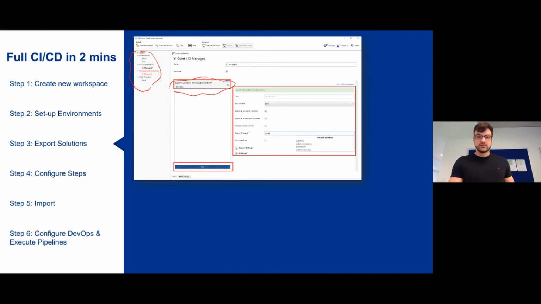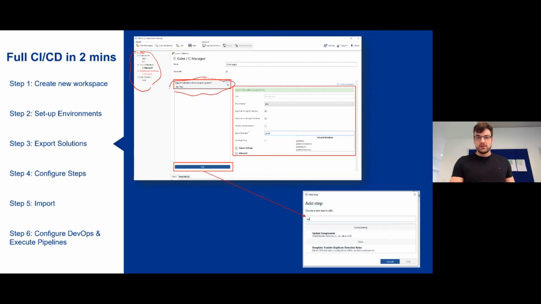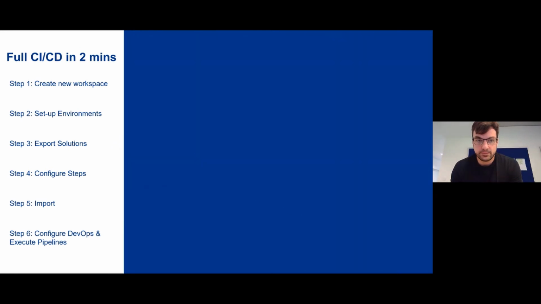Okay, so this was the first step here. And I'm going to add some additional steps. You can see it here, when I click the add button, I will get a new dialog where I can select different steps. In this case, I was searching for update components. So let's add a new update step.